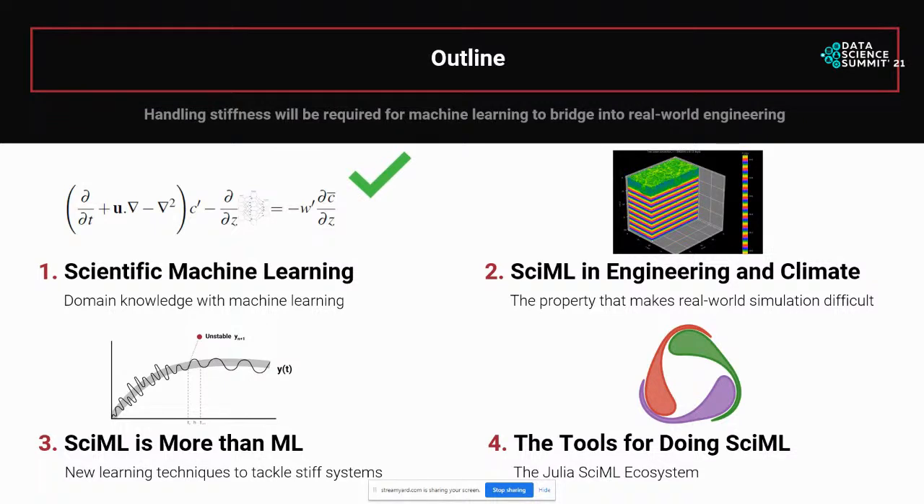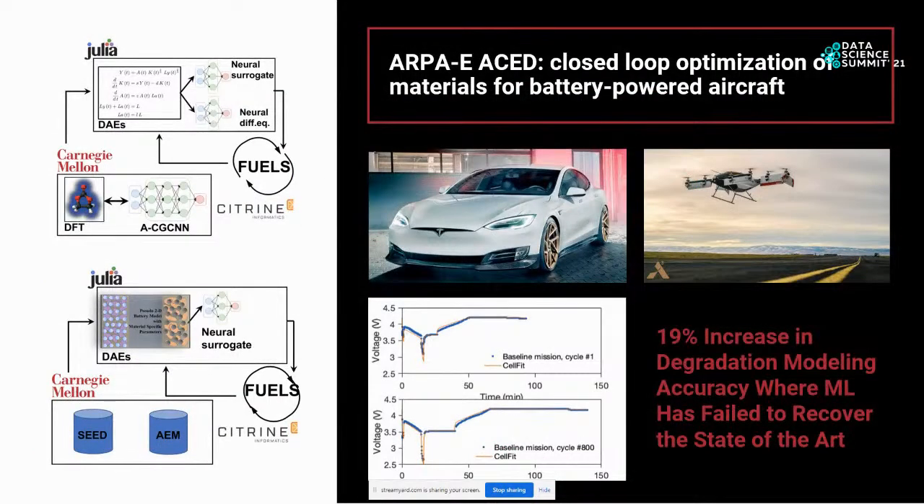Let me dive into a few examples here about how we're making use of it in battery modeling and climate modeling. This is a project with CMU where essentially what we're trying to do is use these scientific machine learning tools to do closed loop optimization of batteries for battery powered aircraft, or more generally better batteries. The way that we're doing this is, there's something called a DFT, which is density functional theory, which is used to give you a lot of properties about a molecule.